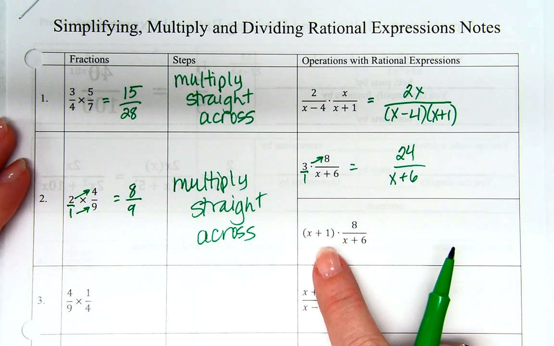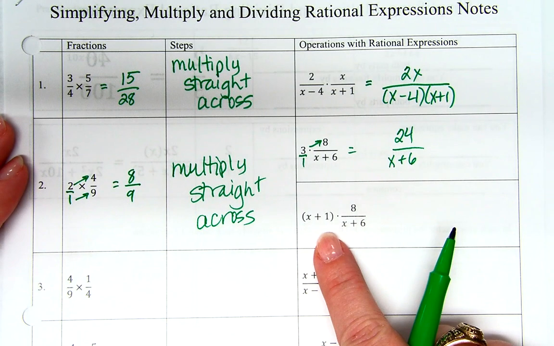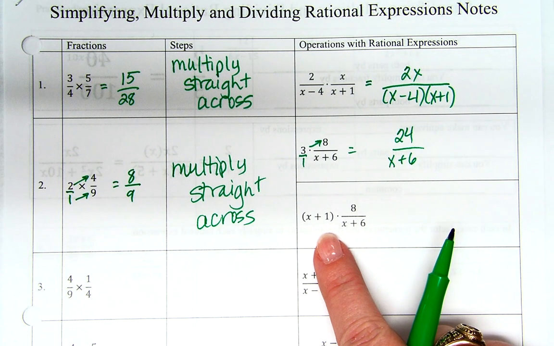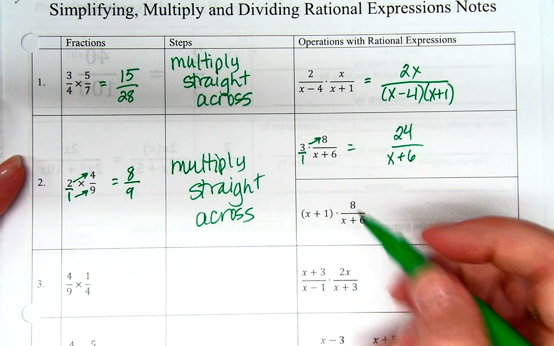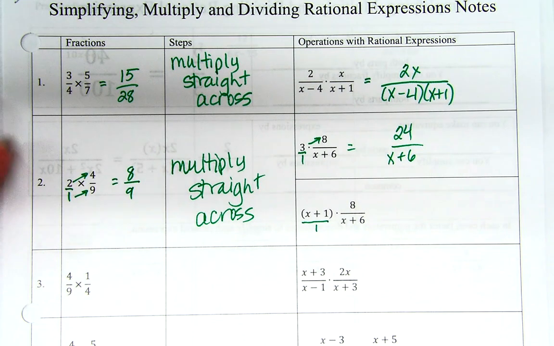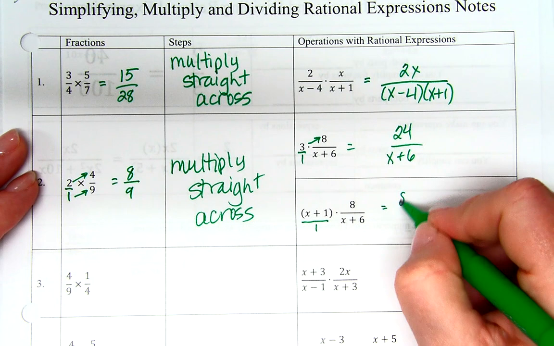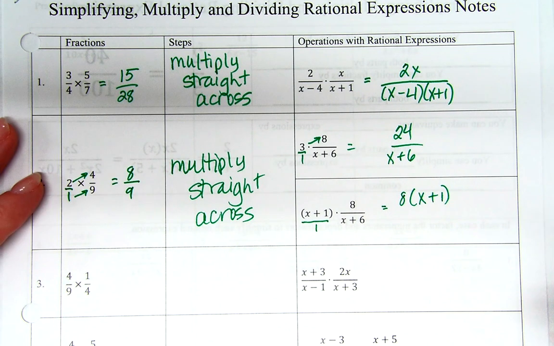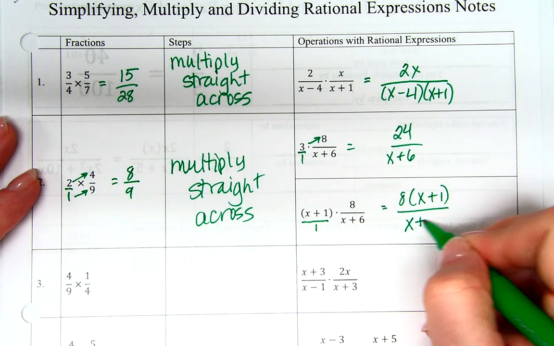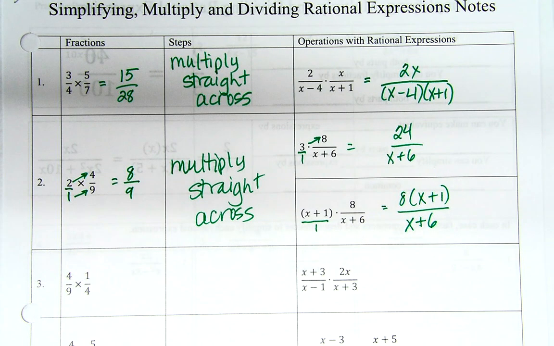Well, what about this one? This one's way different, right? A little bit. Just a little bit, right? Because it's not just a 1, it's not just a 5, it's not just a 3. But don't I just put it over 1 and then multiply straight across? Again, we're not making this harder than it is. I'm just going to leave it 8 times x plus 1 over x plus 6. And then, yeah, you're done, right? You're done.